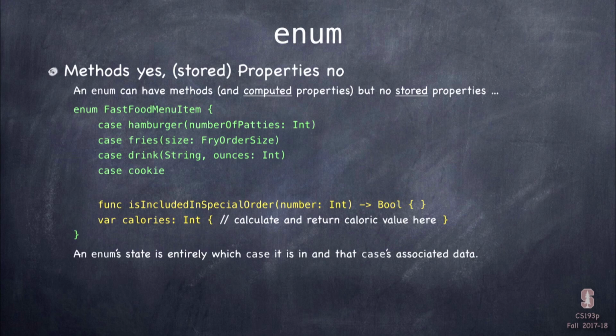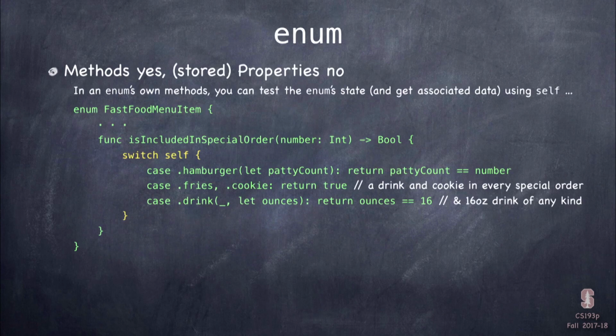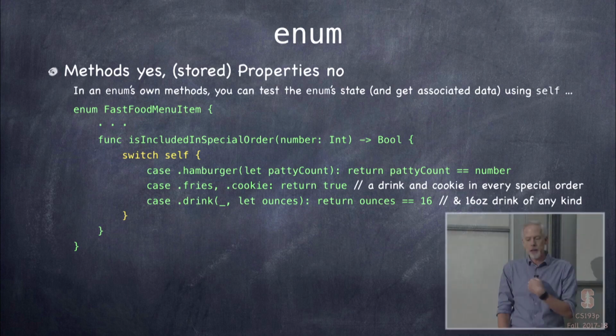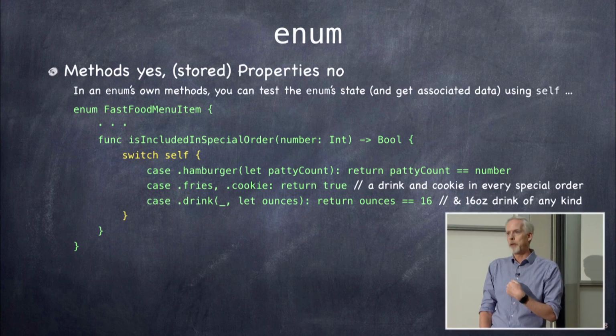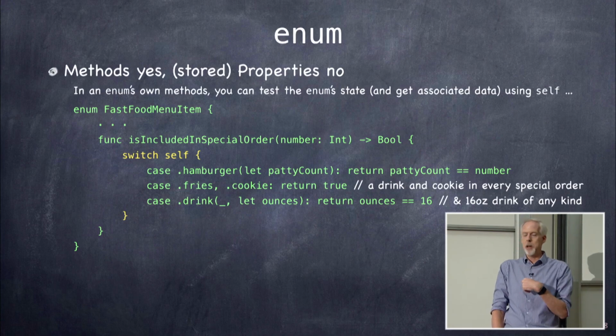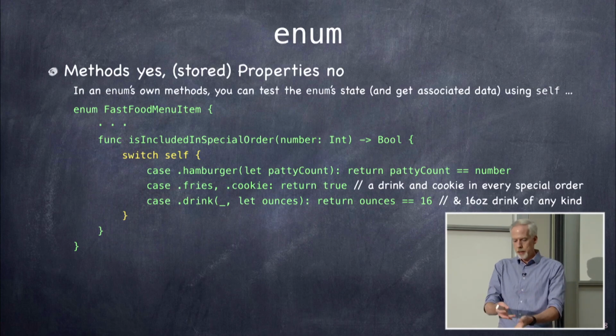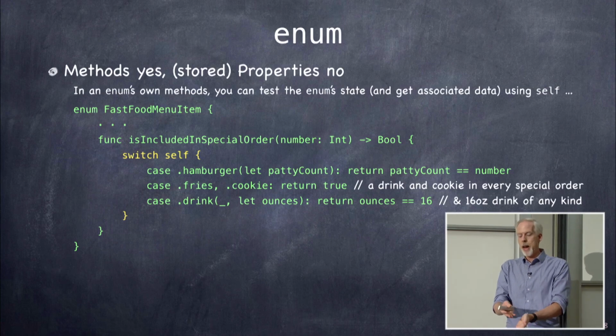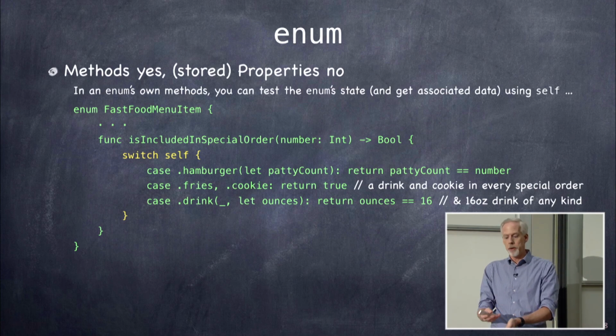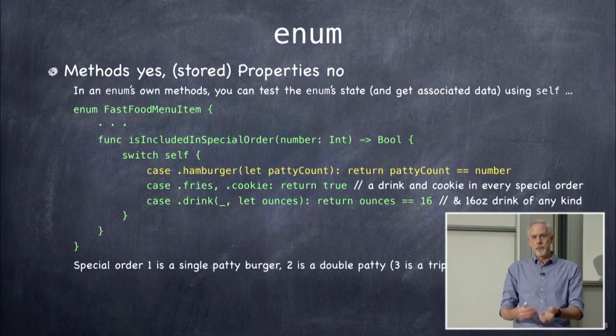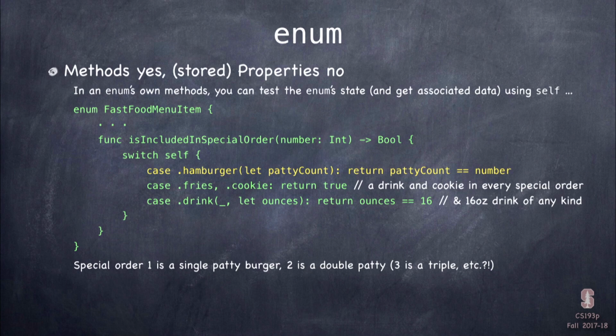Now, if you're writing a func like this one that's included in special order number 1 or number 2 or whatever, then you can get your own associated data using switch on self, because I'm inside the enum's implementation here. So I can switch on self, and then I can get my associated data out so I can calculate my calories, or in this case, I'm calculating whether a hamburger with 2 patties is included in special order number 2, and my code here says yes, because special order number 1 is a single burger and special order number 2 is a double.